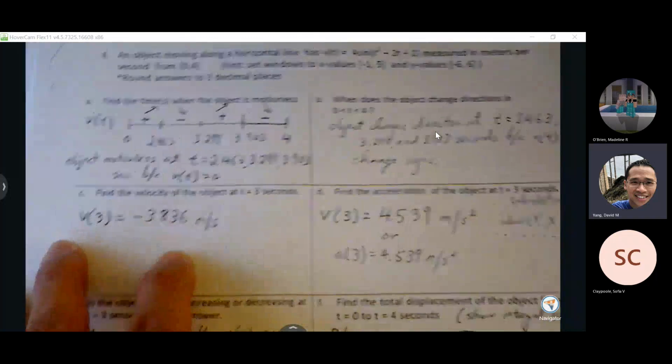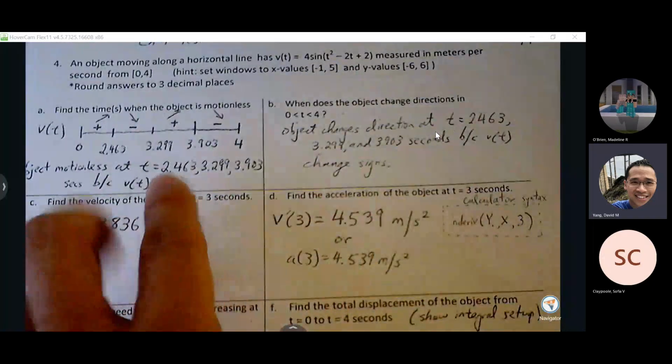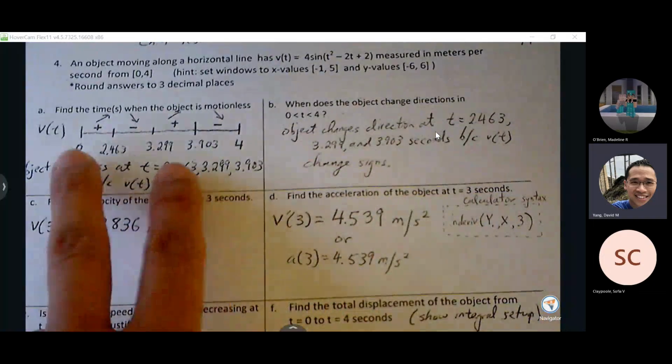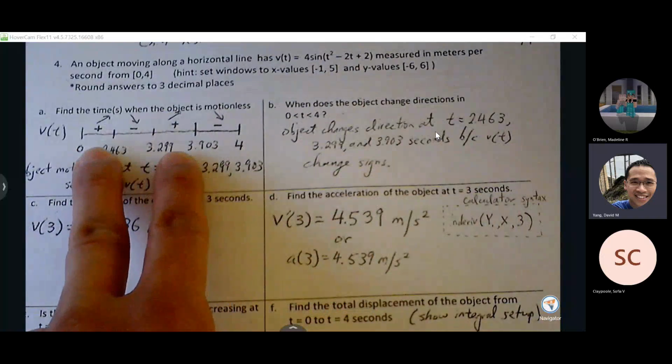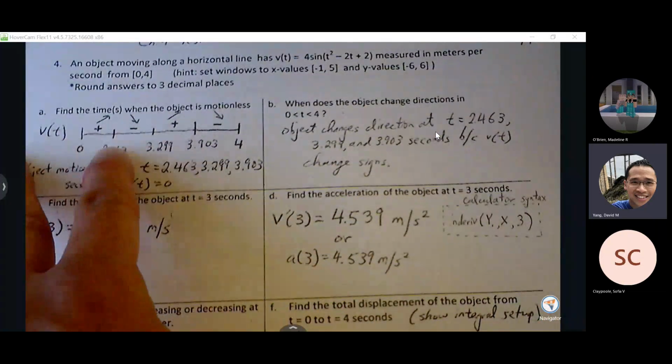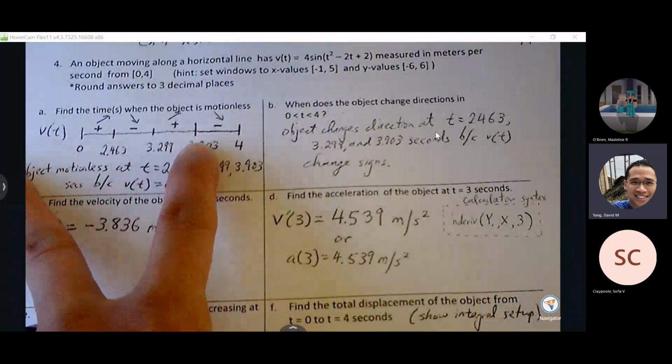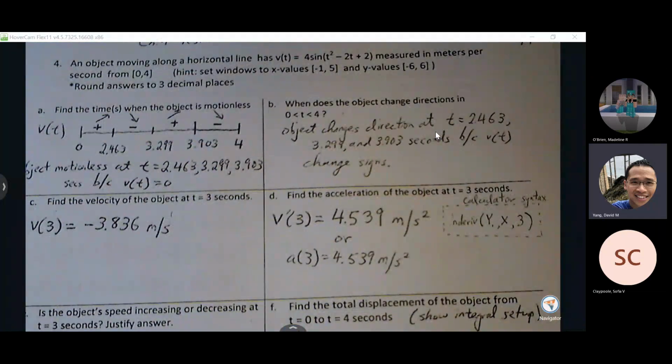And if I were to ask you, when is the object moving left or moving right, you can just pull that directly from your velocity sign line, right? You'll say, oh, moving right will be from 0 to 2.463, 3.299, 3.908. So having that velocity sign line is going to help you solve a lot of different questions if I were to ask you.